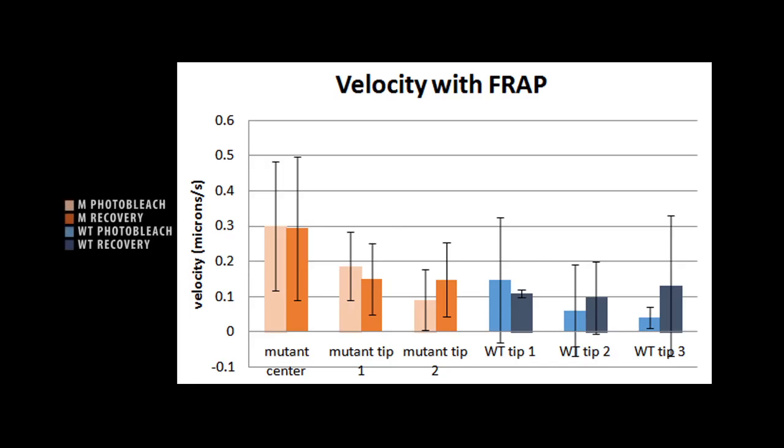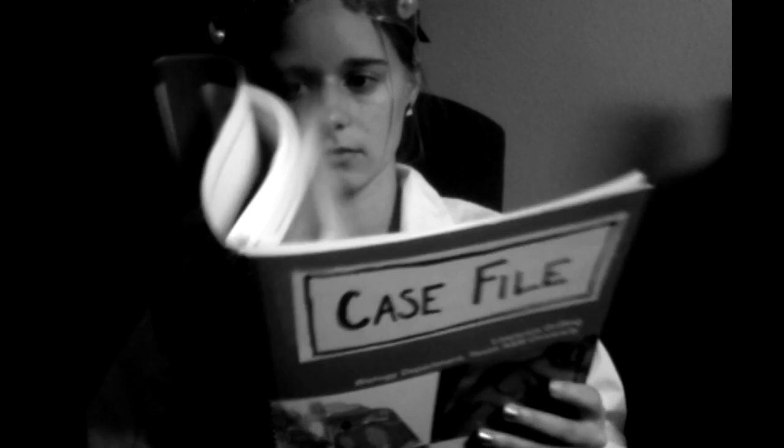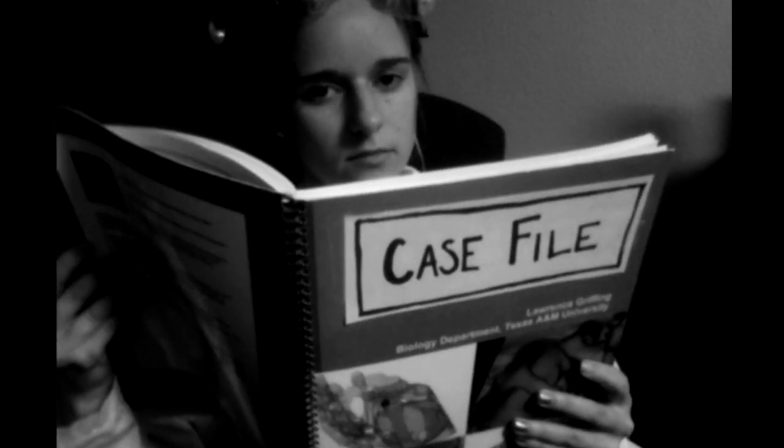Taking a look at the velocity graphs, however, it's tough to get a clear picture. There's a slight trend with the wild type speeding up during the recovery period, but there's too much deviation and not enough consistency to be sure. All we know is that there is more to this case than we first thought. So can we call it closed? I don't think so, and that's just the way it is in this scientific world.